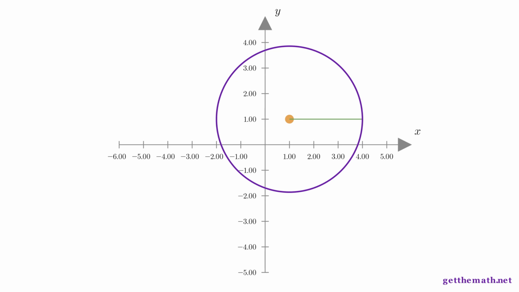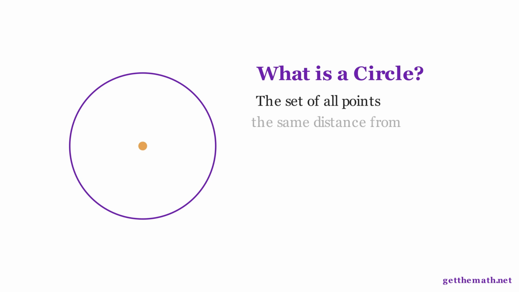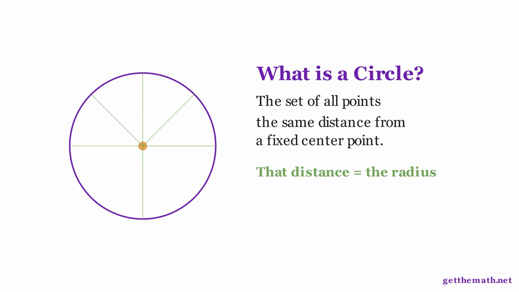What is a circle? A circle is the set of all points that are the same distance from a fixed center point. That fixed distance is called the radius. So if you stand at the center and walk exactly 5 units in every direction, the path you trace is a circle with radius 5.